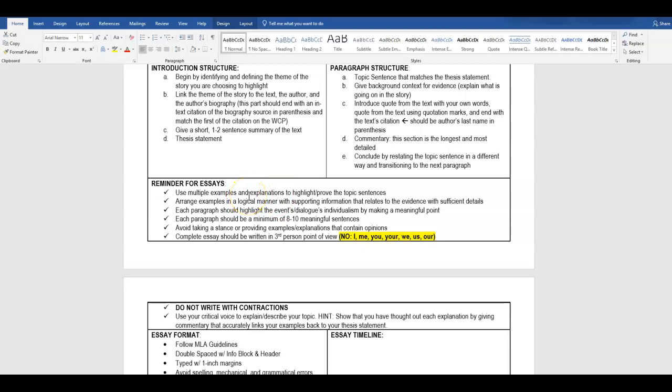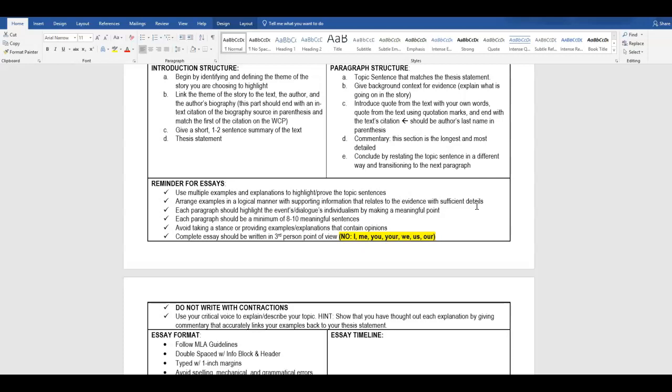Use multiple examples and explanations to highlight and prove your topic sentences. Arrange your examples in a logical manner with supporting information that relates to the evidence with sufficient details. This means that all of your examples come in the order that they appear in the text itself. Each paragraph should highlight the event's dialogue's individualism by making a meaningful point. Each paragraph should be a minimum of 8 to 10 sentences.